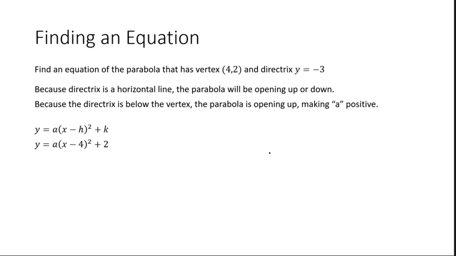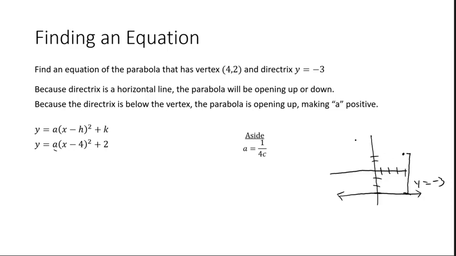Now to find the a value in the front of the equation, we want to use the fact that a will equal 1 over 4c. Remember c is the distance from the vertex to the directrix. So the vertex is here, the directrix is down here, and that distance we can count, or realize that we have to figure out the difference in the y values. So if you look at the y values of 2 and then negative 3, that distance we find by subtracting. If we subtract 2 minus negative 3, that's 5. We could count that to get that same number. So c is going to be 5.